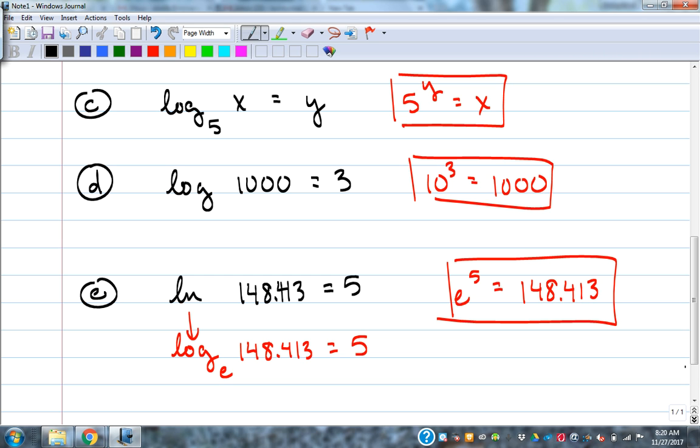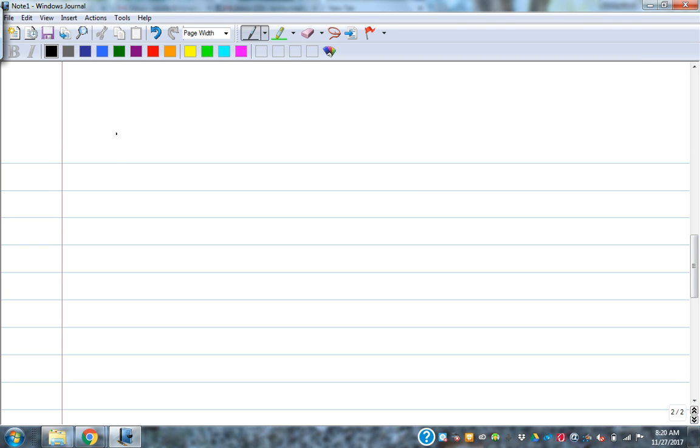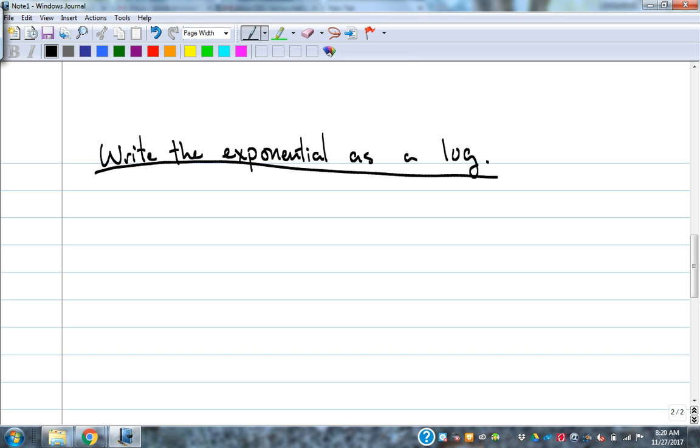Let's go the other direction. Let's take an exponential and write the exponential as a log. So when we look at these exponentials, we're going to look to see what base it has and then use that for our log base.